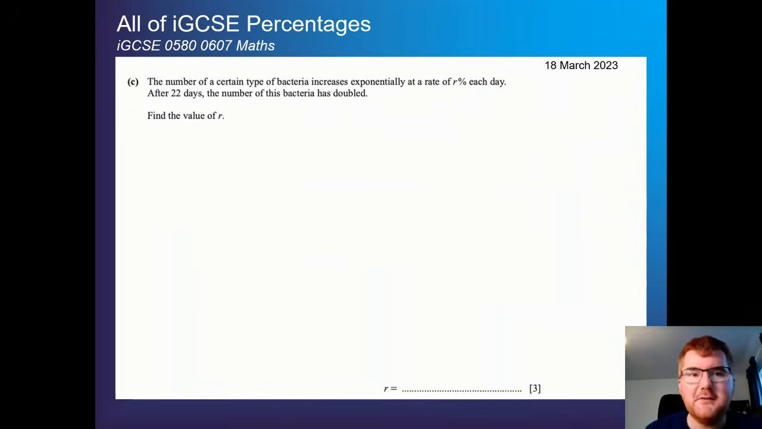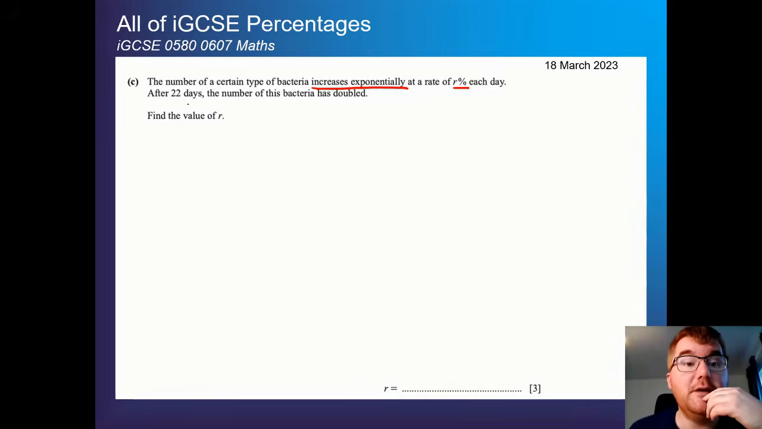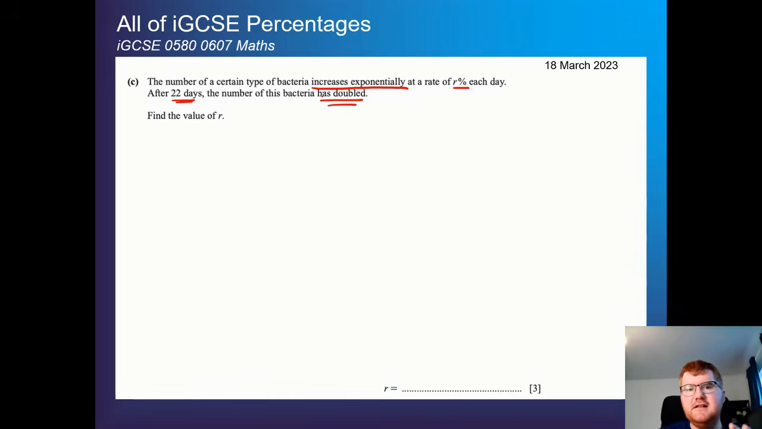And the next part of the question, so number of a certain type of bacteria, this time increases exponentially at a rate of R% each day. After 22 days, the number of bacteria has doubled. And we want to find the value of R. Now, it feels like in this kind of question that we don't have enough information. But let's just give a letter to things that we don't know.